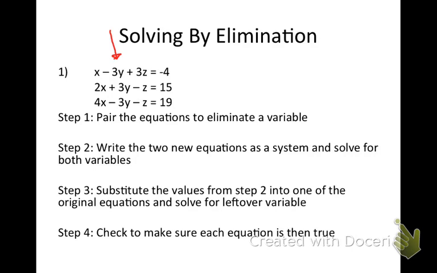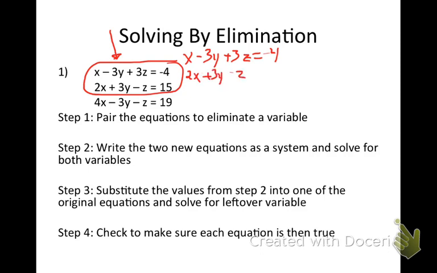Okay, so I'm going to pair them up. I'm going to take the first two equations first. So I'm going to copy those down over here. x minus 3y plus 3z equals -4. And then I have 2x plus 3y minus z equals 15. Okay, so I paired those two up. And then what can I do? I can eliminate my y. 3x plus 2z equals 11.